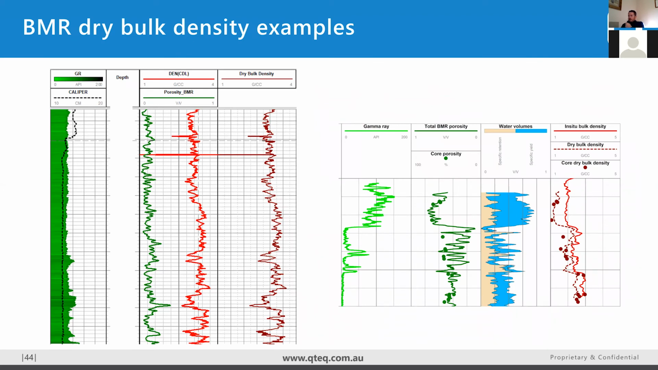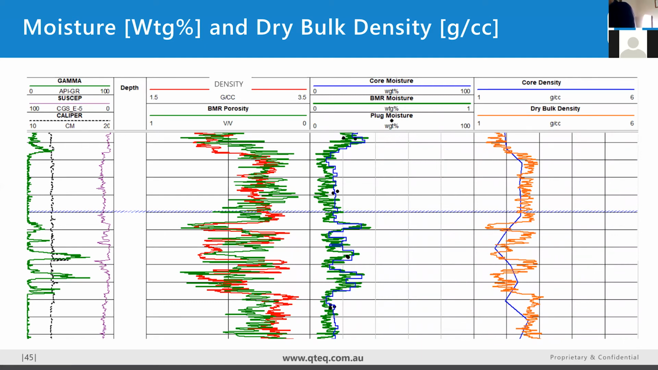Actually, just another sample where this time we've calculated a dry bulk density. This is probably a nicer image. So core moisture was critical to these guys. So they would basically take large amounts of core, send it off to the lab and wait months to get their core values back. By taking a density log and a BMR log, which are the green and red lines through here, we can then start calculating a continuous BMR moisture profile, which is the green curve through here.